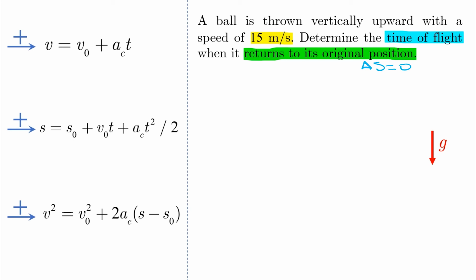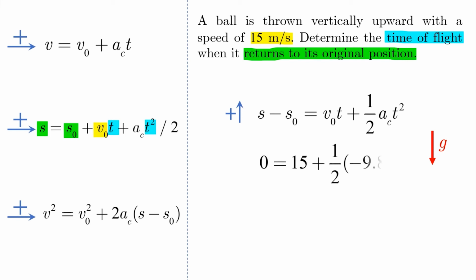And because the first equation has no s in it, the second equation is our clear choice to solve this problem. If positive is assumed upward and we take s naught to the other side, s minus s naught is equal to 0. And you can also divide by t to further simplify the equation. Applying a equals minus 9.81, the time is found to be 3.06 seconds. If for any reason you get negative time in your problems, go back and check your positive direction assumed, and also check the direction of the vector variables, like for example s, v, or a.